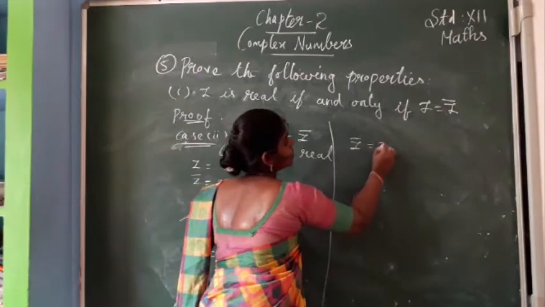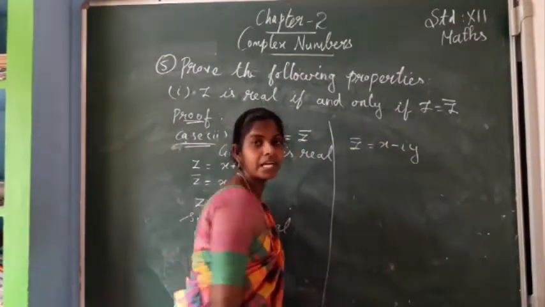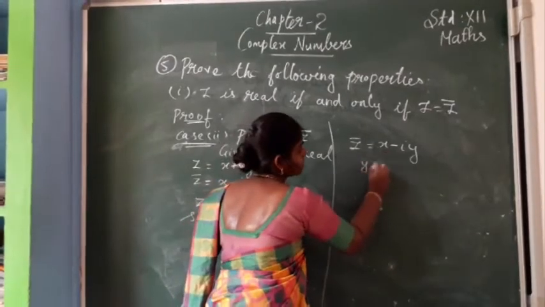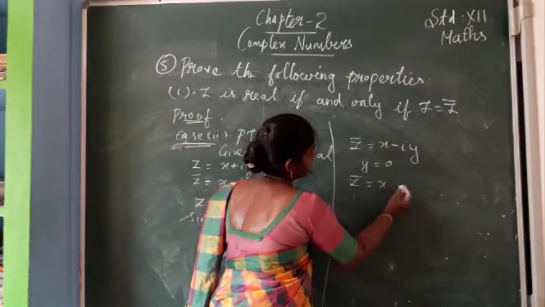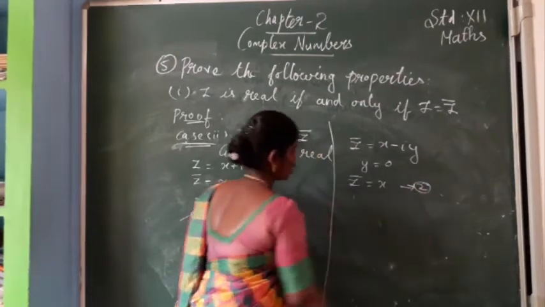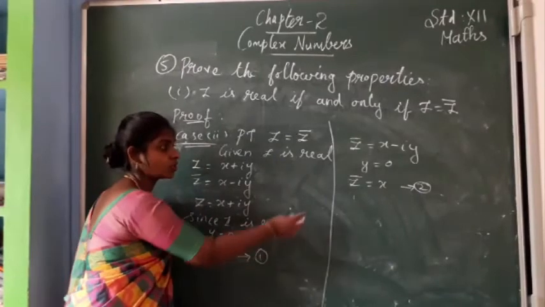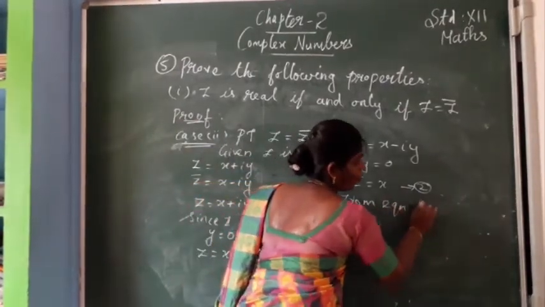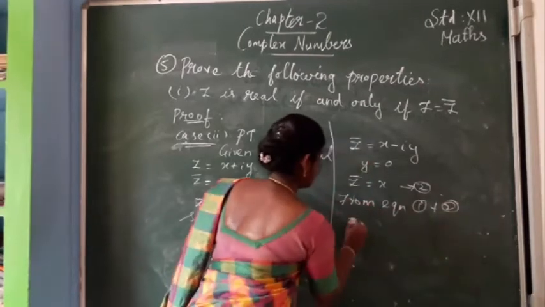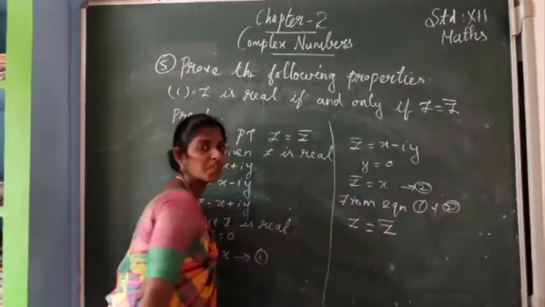z bar equal to x minus iy. Here also y value is 0, that is y is equal to 0. So z bar equal to x. So take this as equation 2. From equation 1 and 2, z is equal to z bar. Hence it is proved.